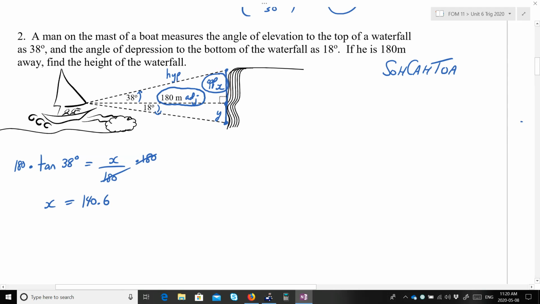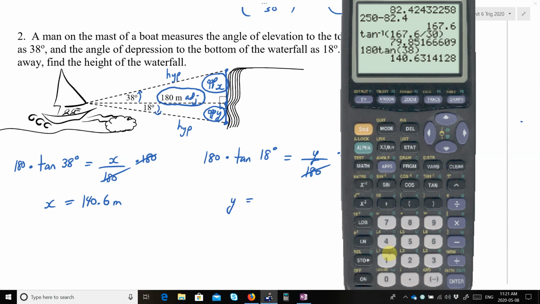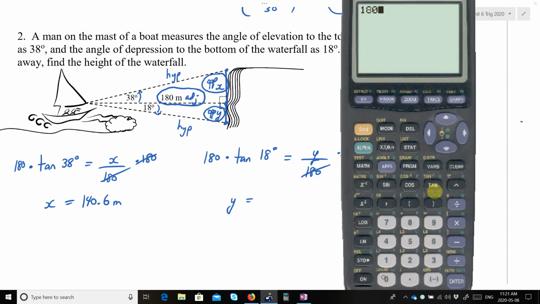And we just found a side length x, so that's going to be in meters. And now in the bottom triangle, across from the 18 is the opposite, and the 90 degree would be there, so this is the hypotenuse, so the 180 is adjacent again. So I would go tan of 18 degrees is equal to y over 180. And multiply both sides by 180 again. And we get y equals 180 tan 18, bang, 58.5.